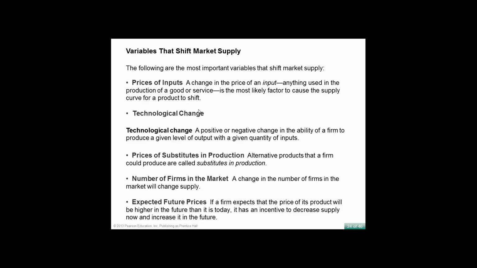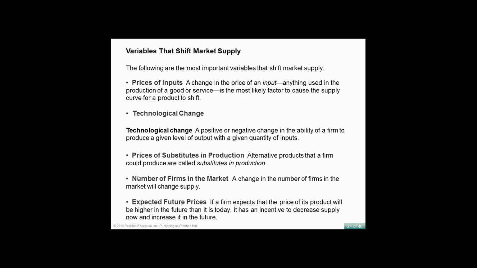The price of substitutes in production. Alternative products that a firm could produce are called substitutes in production. So I think about Coca-Cola. On the line at Coca-Cola, they could produce Coke or Diet Coke or Sprite, or they could produce Dasani water. So the price of the substitutes is how much they can sell the substitute for. As they can sell water for even more than soda, they might produce more water instead of soda. So that's the price of substitutes in production.